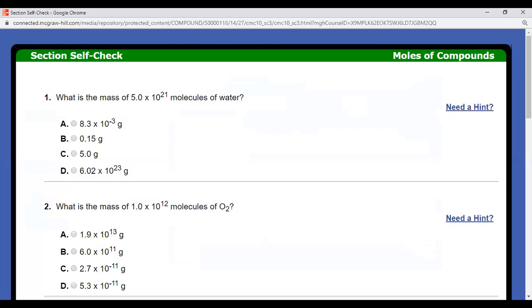Question number 1. Okay, Abdullah. What is the mass of 5.0 multiplied by 10 to the power 21 molecules of water? This is the number of molecules, 5 times 10 to the power 21 molecules of water. First you must get the molar mass of water, as its formula is H2O. H equals 1 and O equals 16. So you must get the molar mass. What is the mass of these molecules?